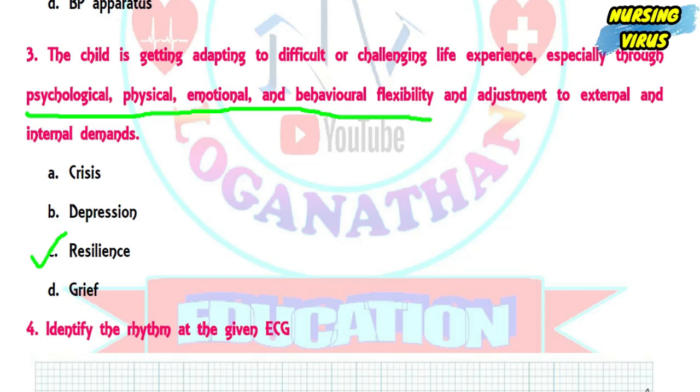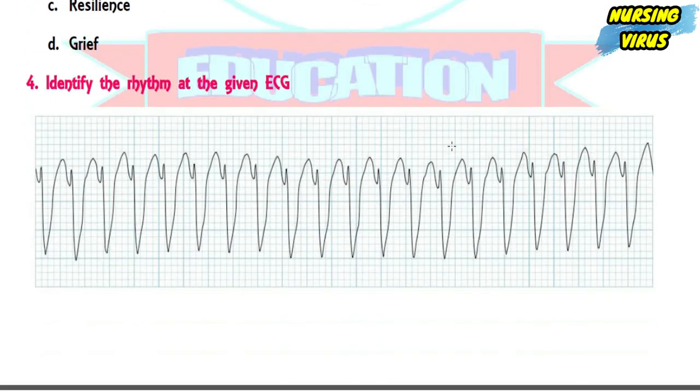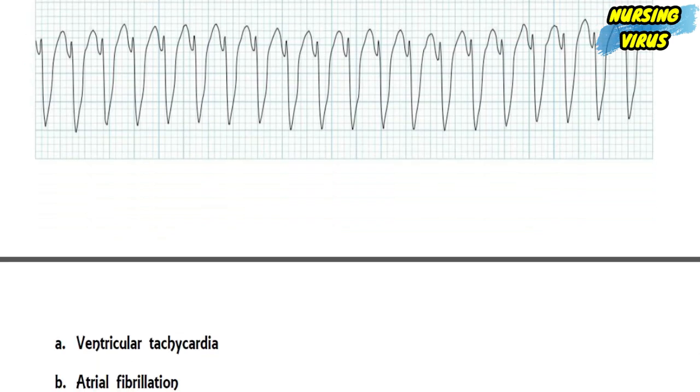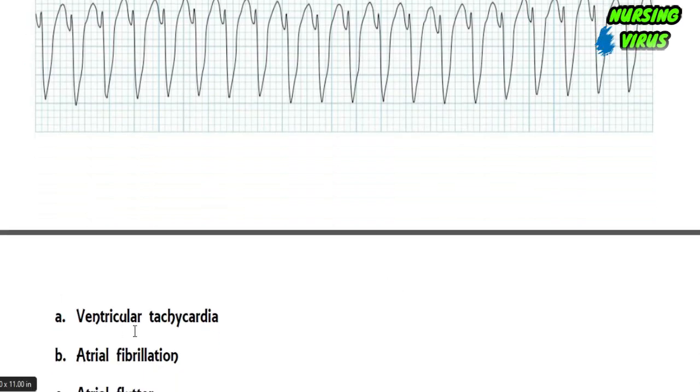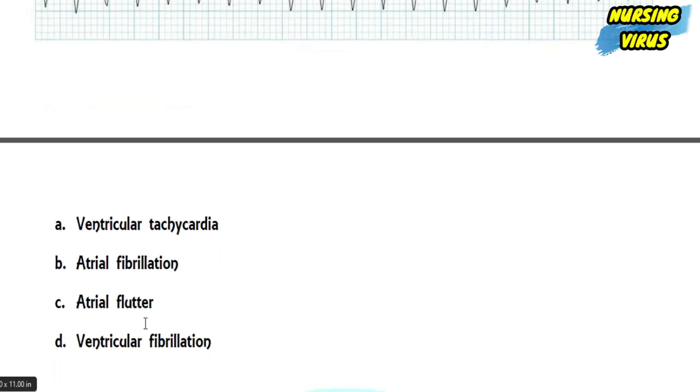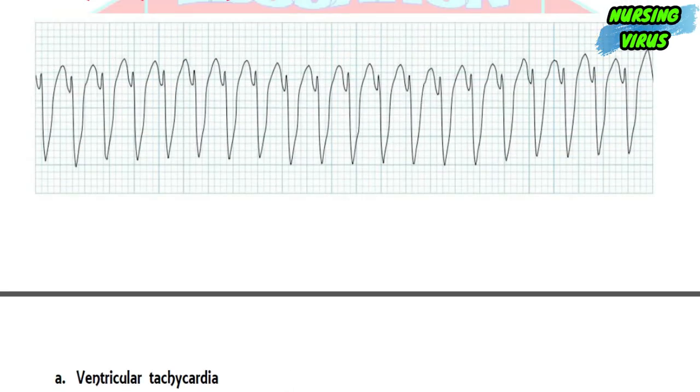So next question, identify the rhythm in the given image. So given the ECG, they asked to identify what kind of rhythm this is. The options are ventricular tachycardia, atrial fibrillation, atrial flutter and ventricular fibrillation. So the correct answer will be ventricular tachycardia. On the image itself you can see there is a very short phase from one wave to the other wave. So the person is having tachycardia.